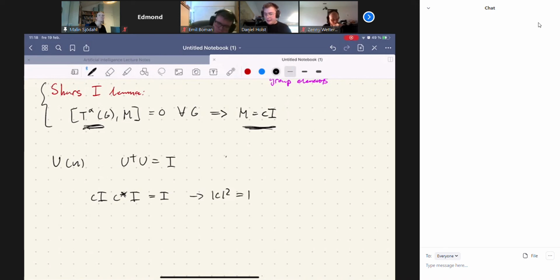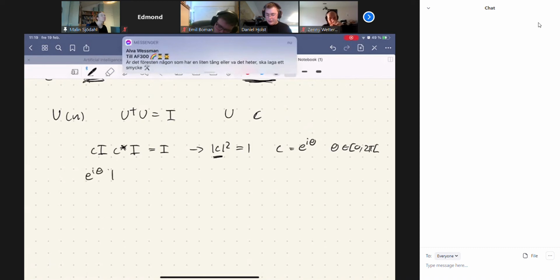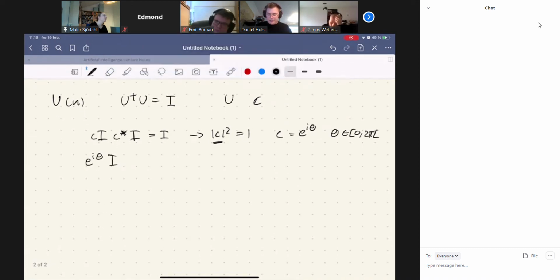But since U is over the complex group or a complex field, we can take a complex number that fulfills this. Well, we have this number for all angles that are in this interval. So for U, we have that the center group becomes C = e^{iφ}, like this. Okay, and then we do the same thing for SU(n).